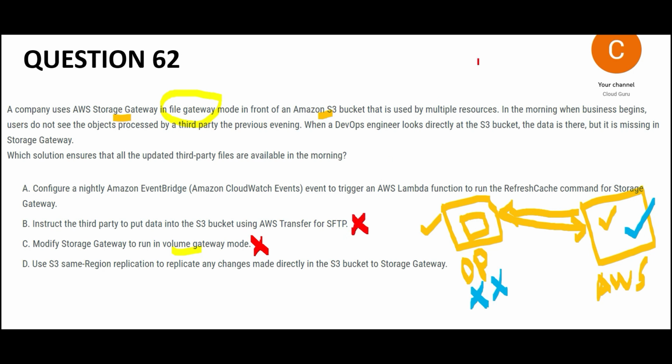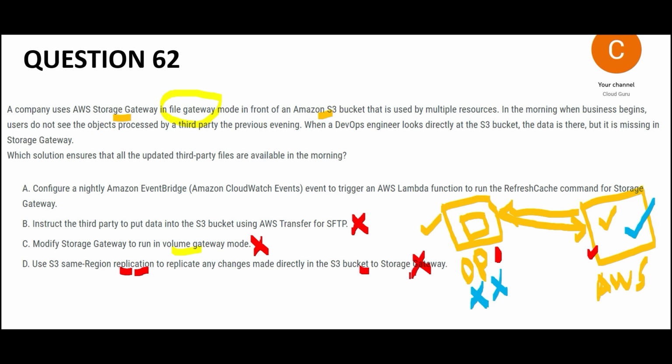So B is wrong. If I look at D, D is telling that we will use same region replication to replicate the S3 bucket and Storage Gateway. That means, you don't need these two replications. Storage Gateway itself, its purpose is to replicate the data. It will help you access the data. Help you means you are here on premises. This is you. It will help you access the data which is kept here. So that is already done by Storage Gateway. Now why do you want to add an additional feature of replication? It's not required.